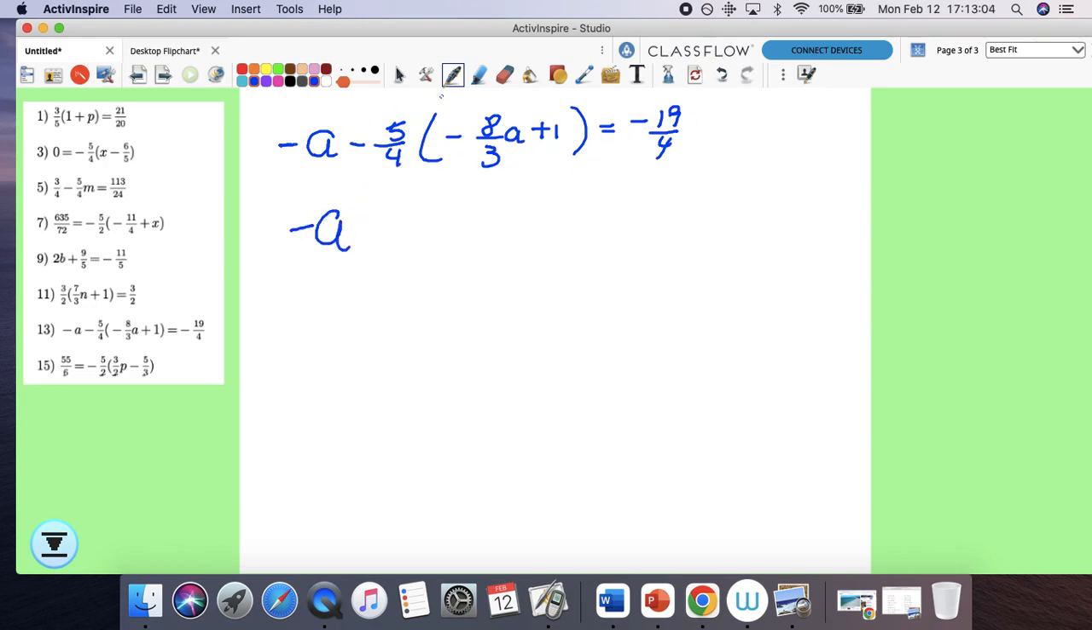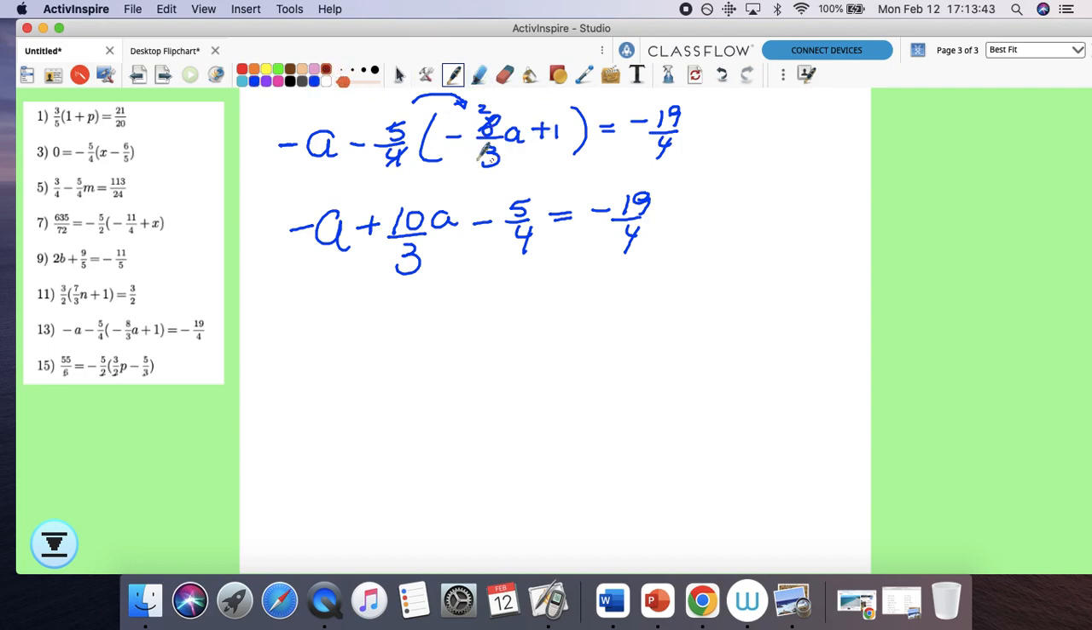So negative 8, I'm going to do the distributive property here. Negative and negative are positive. 8 and 4 simplify, so it's actually 5 times 2 over 3, and 5 times 2 is 10, over 3a. And then we have 5 over 4 times positive 1, so it's going to be negative because this is negative, and 4 like that, equals negative 19 over 4. Let me just confirm. 10, 3. Okay.